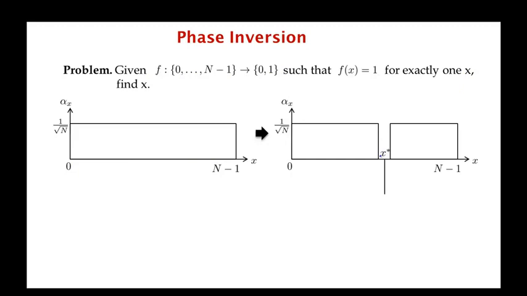And what we want to do is implement phase inversion, by which I mean, well, you look at the amplitude of x star and you multiply it by -1. Okay, so that's what we want to actually implement. So how do we implement this primitive?